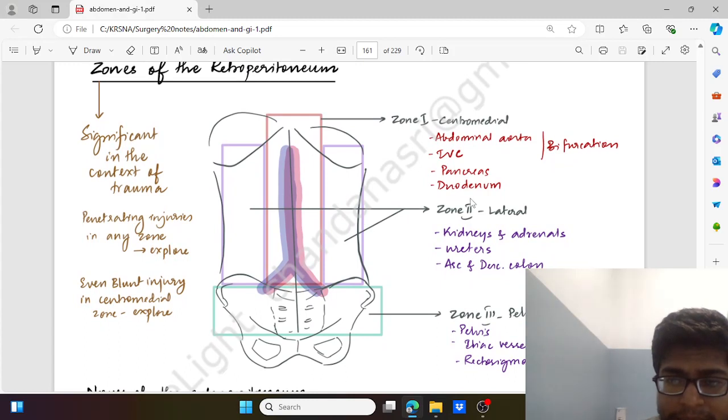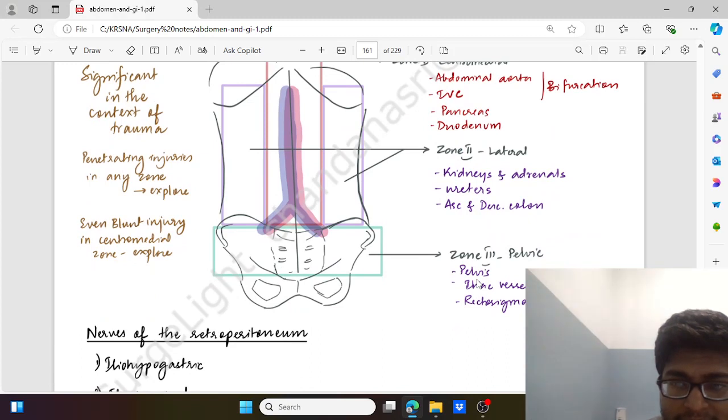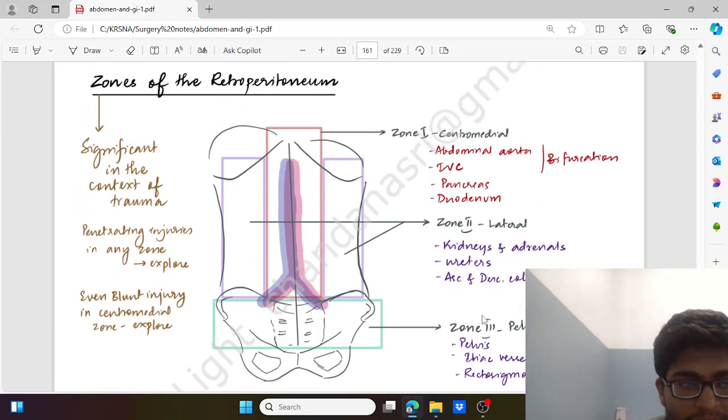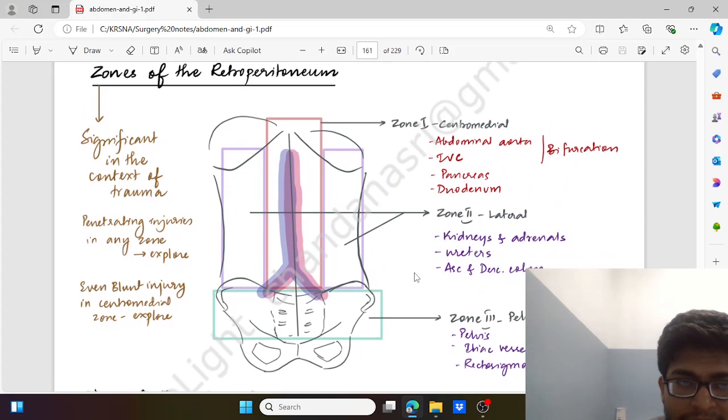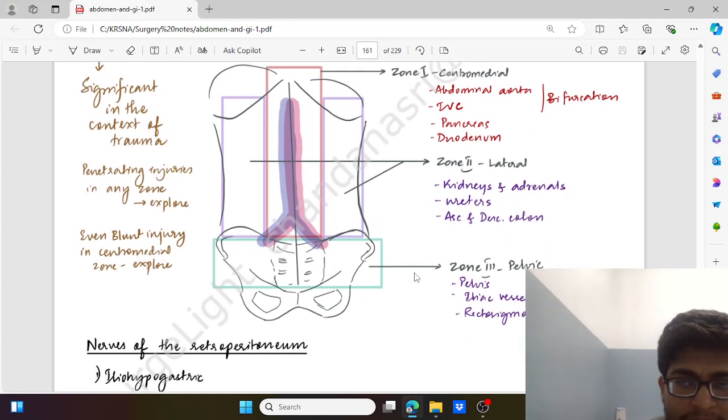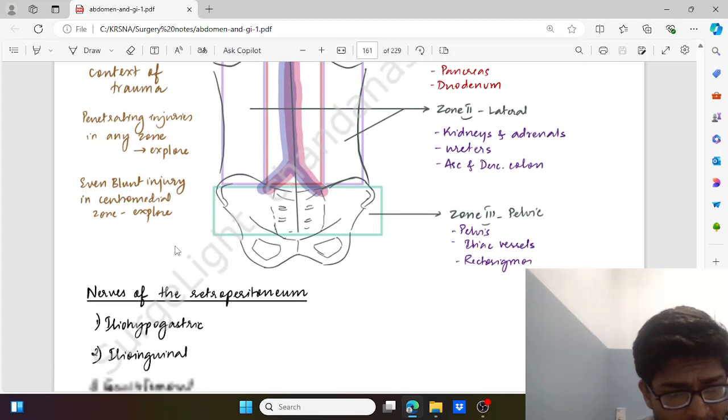Now seeing the second zone, zone 2, the lateral part, which includes the kidney, adrenal, ureters and the colon, that is the ascending and descending colon. The last one is zone 3, that is the pelvis, which includes the iliac vessels, the rectosigmoid and the other organs. So we have to consider the damage in case of trauma. Penetrating injury in any of the zones, we need to explore depending on the scenario and the vitals. And blunt injury in the centromedian zone, even then we will need to explore depending on the vitals and the clinical scenario.